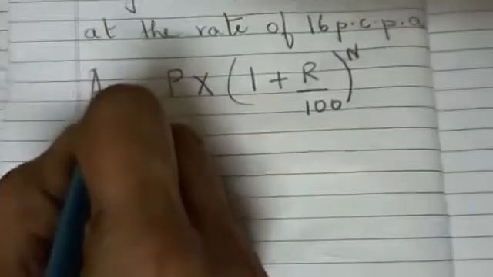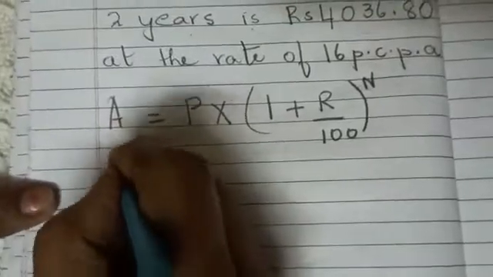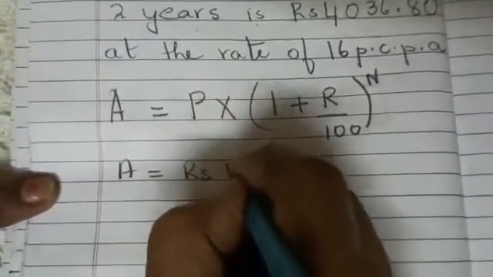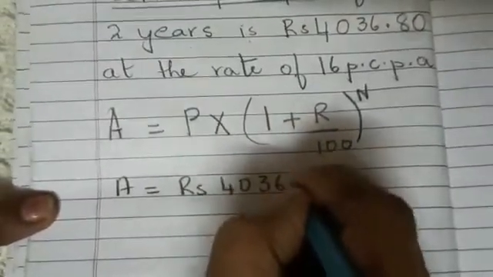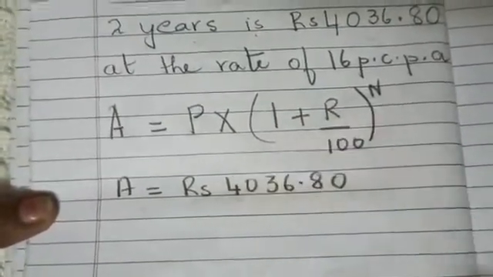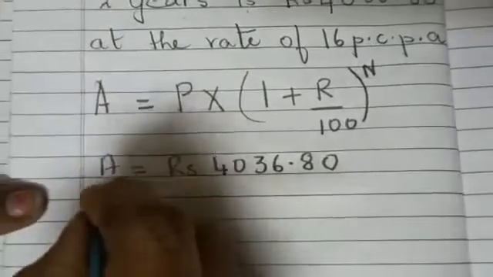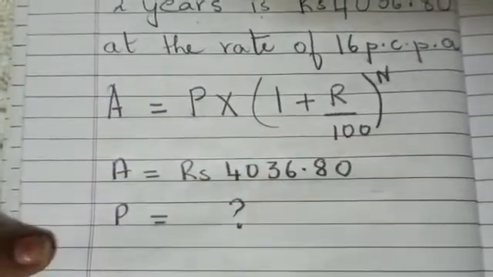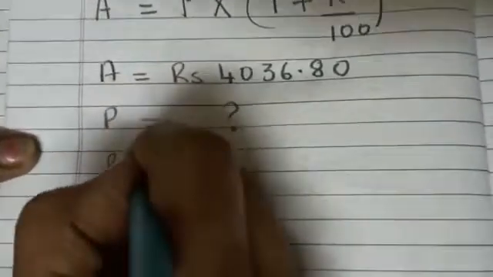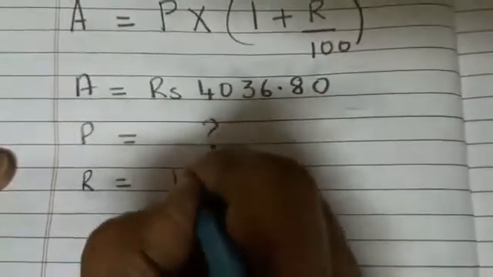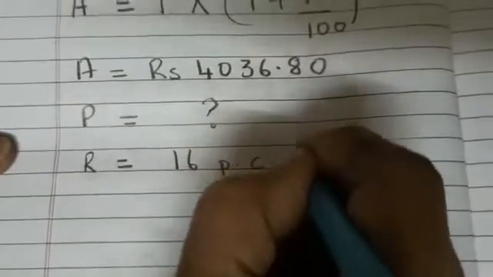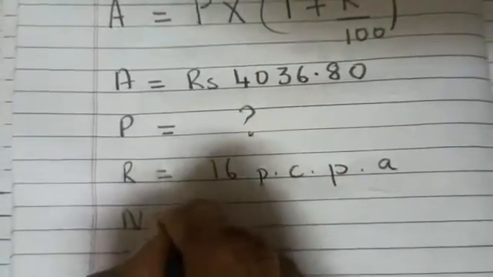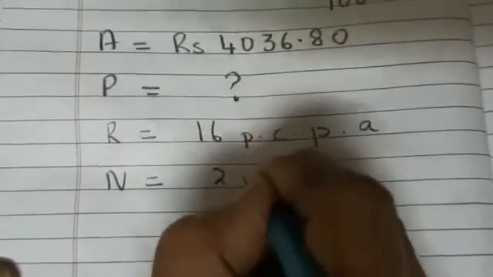Now in this sum you are given the amount. Now A is equal to rupees 4036.80 paise. The principal we do not know. R is equal to 16 percent per annum and N is equal to 2 years.